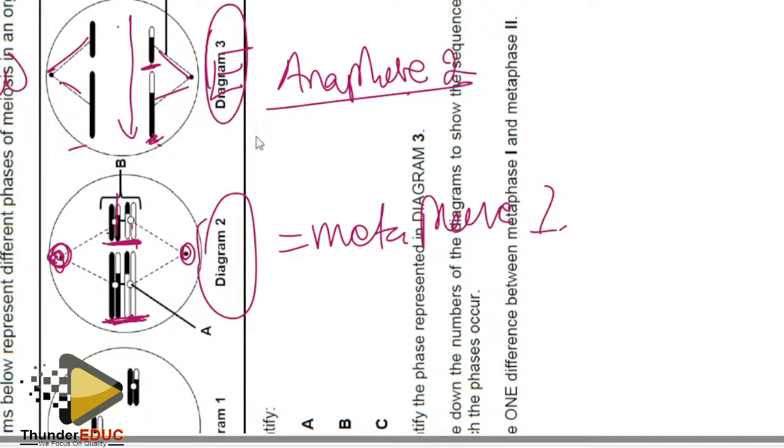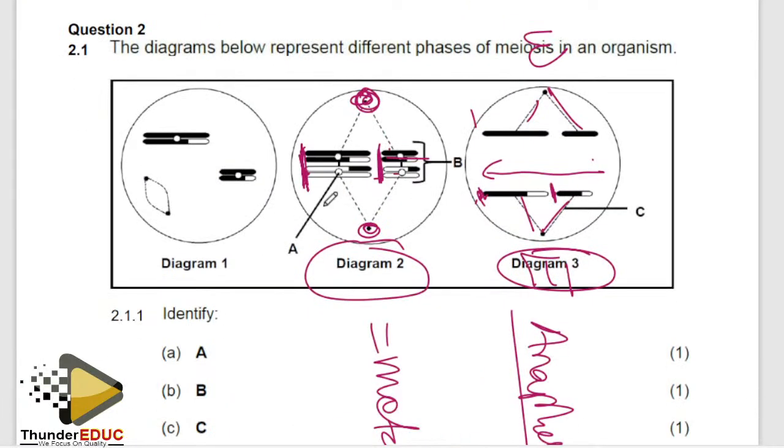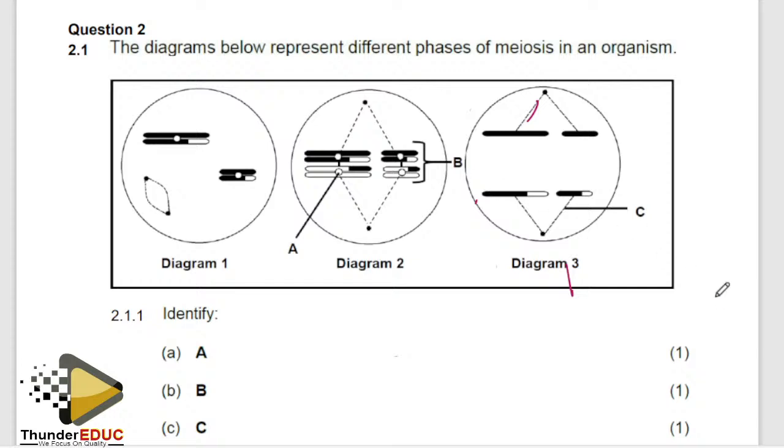If they are single, then it's going to be meiosis 2, which means you identify the phase and then you put the word 2. That is the first thing which you need to know before you go for the paper. The second thing which you need to know about, before I tell you what to focus more on, is the number of chromosomes. How many chromosomes are found in diagram 1?